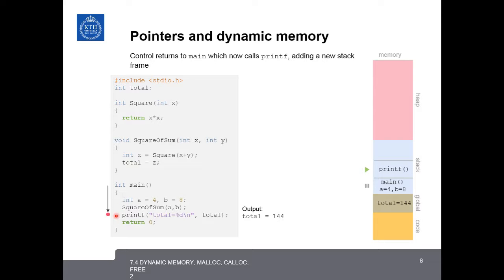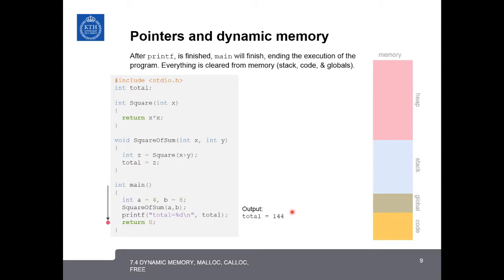Next, main moves to the next statement, which is a printf, which prints the total, the global variable, and this pushes the printf function onto the stack, and it prints out the total output of 144. After the printf statement is finished, the main function will finish, ending the execution of the program, and everything is cleared from the memory, the stack, the code, and all the globals, and all the memory is returned to the operating system.